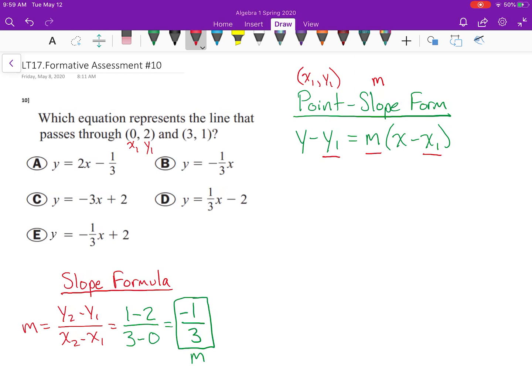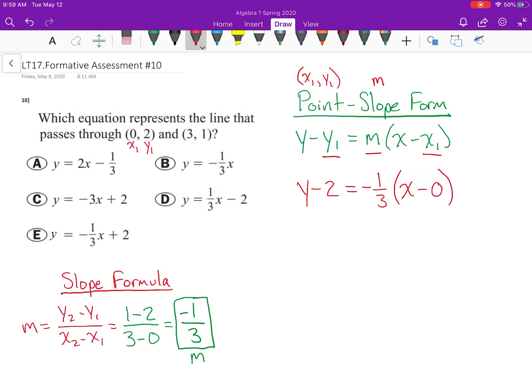Okay? Now let's go ahead and plug all these things in to point slope form. I would have y minus y1, which is 2, equals m. So my slope is negative 1/3 times x minus x1, which is 0.